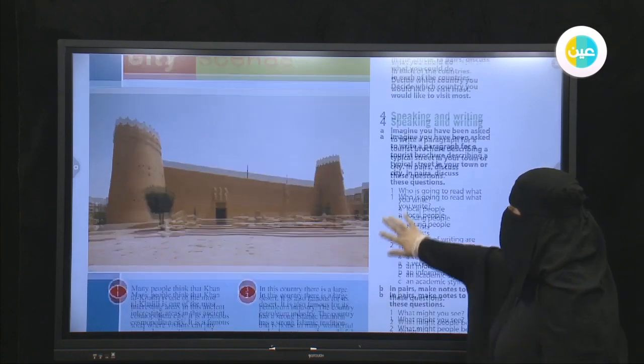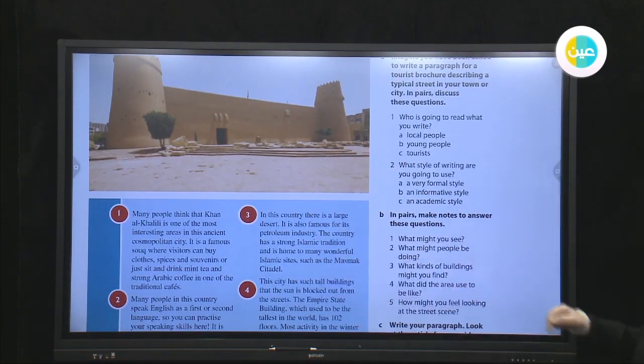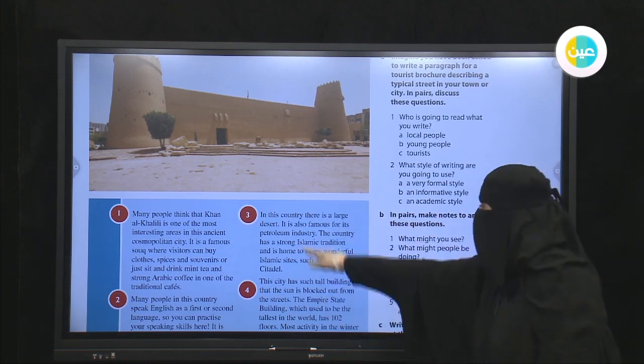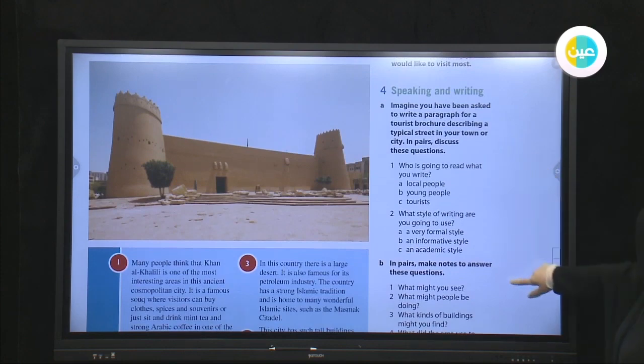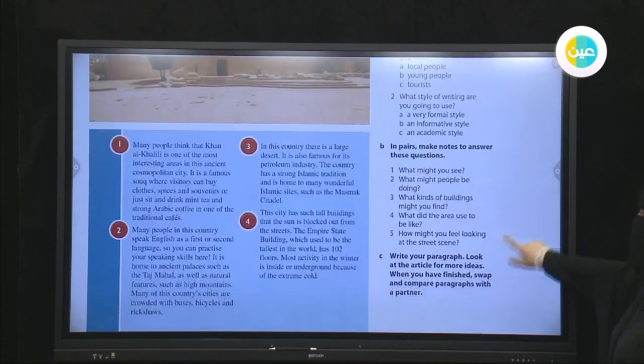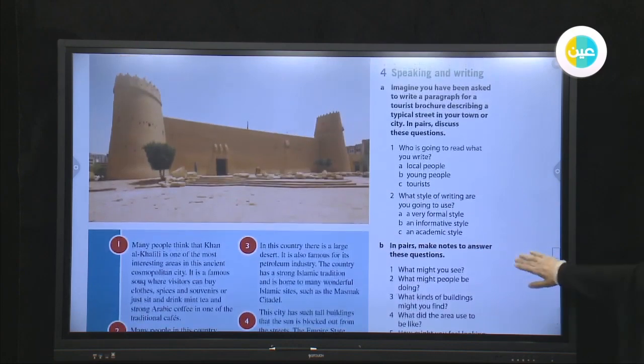Okay, I want you to match the photograph with one of these paragraphs. Also, try to guess after reading each paragraph where the place is. Also, try to answer for A and B, and try to write a paragraph by looking at the article. Okay, look at the article for more ideas. When you have finished, swap and compare your paragraphs with your friends or anyone. Okay, and try to answer these questions.